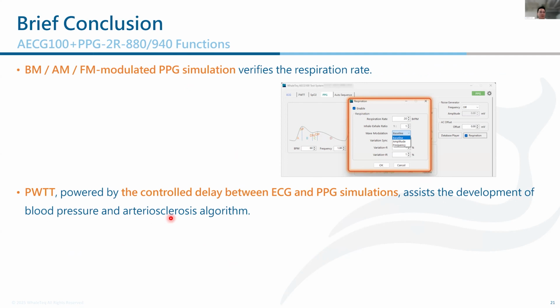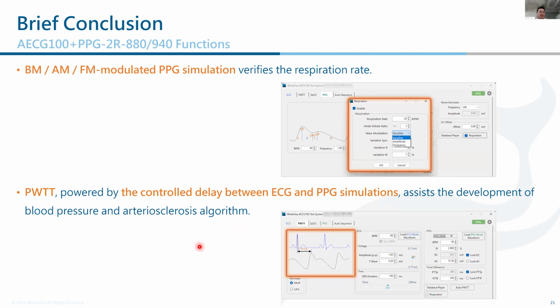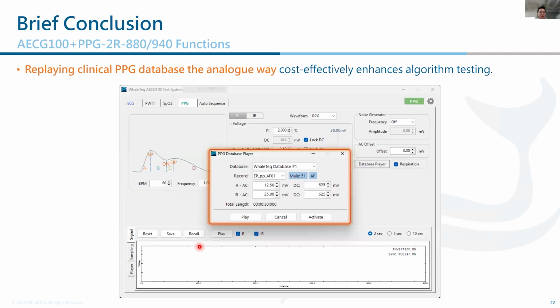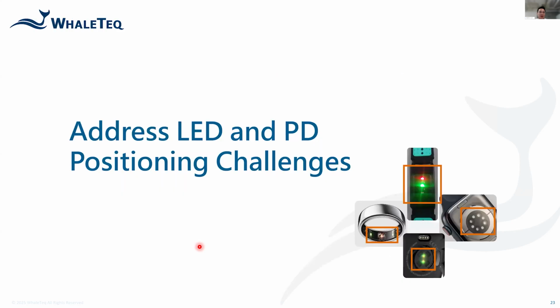Yeah, this is what happens when the blood vessel gets stiffened. So the rippling database is also very helpful. Besides the data training and model training, using this, they will also go through your hardware of the signal processing and the PD. That's actually rather systematic. So in the end, we will cover how we address the LED positioning challenge.